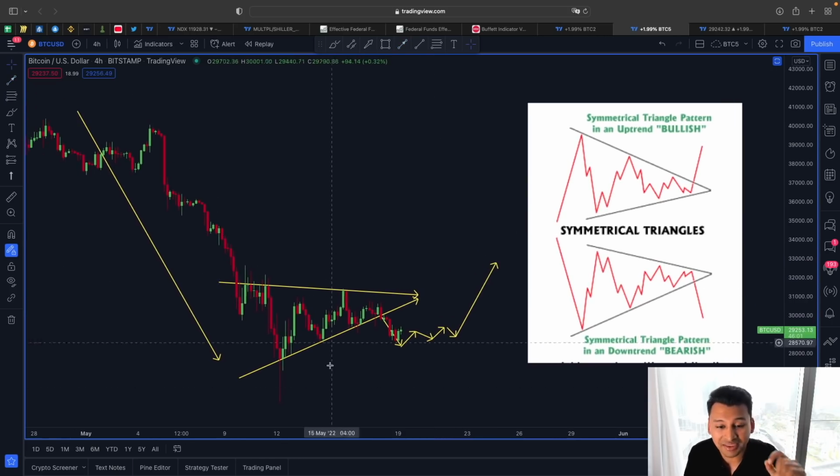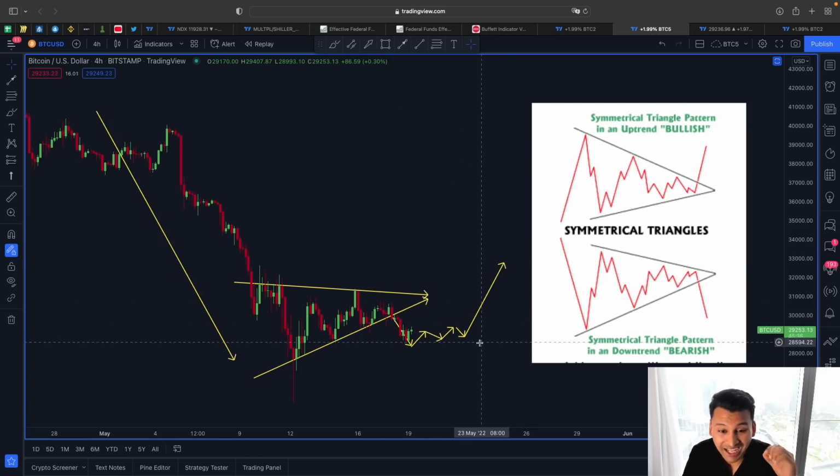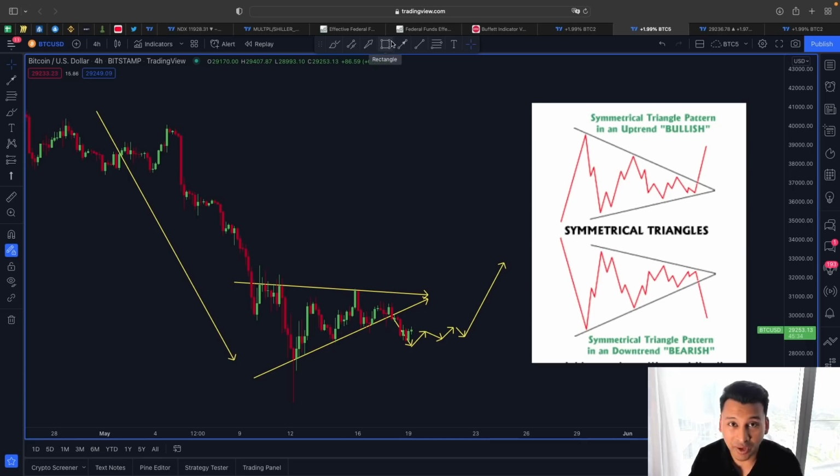Why? Because this has happened a lot, guys. The symmetrical triangle first faking out, liquidating the shorts, because you know, after breaking the support line, most of the traders open short positions, and what does the market do? Opposite. And then you can see a rally type of scenario. So that's why as long as we are going to remain above this 29,000, this rally could still happen.